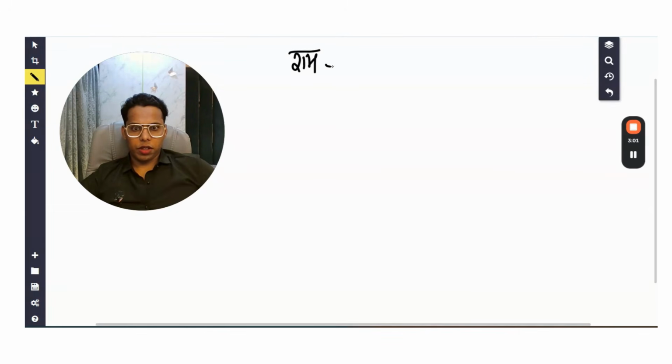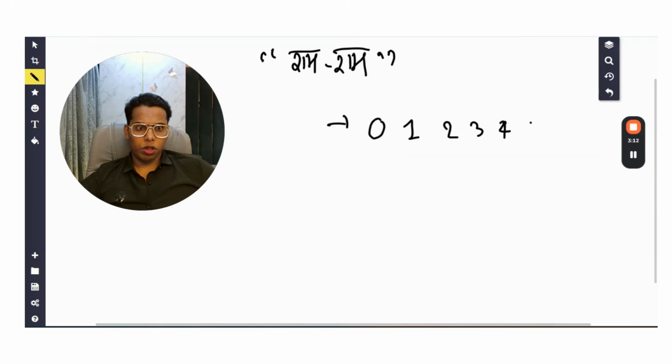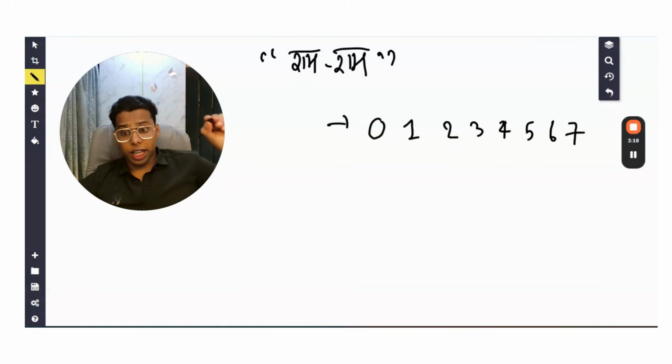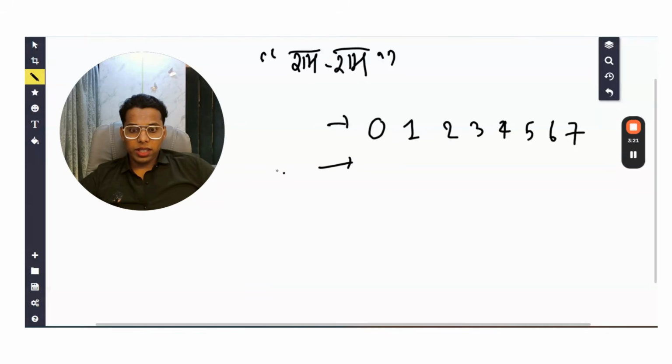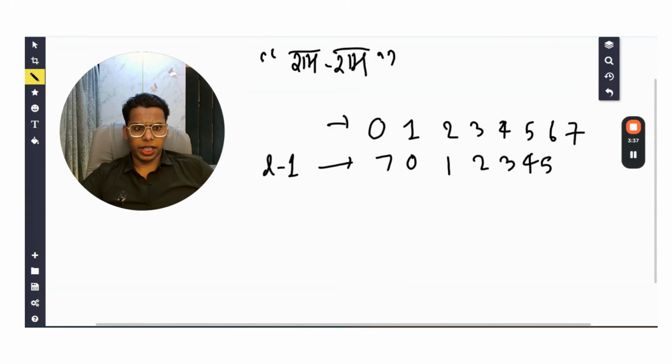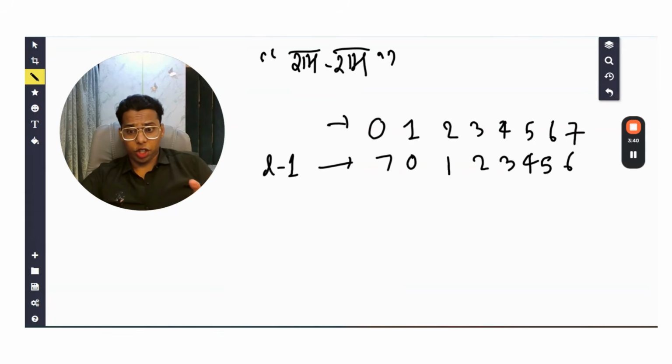We always start everything with the name of God, Ram Ram. So see, my array looks like this: 0, 1, 2, 3, 4, 5, 6, 7. This is a perfectly sorted array in ascending order, no problem. But what is left rotation 1? Left rotation 1 means this 7 comes ahead by one step. So it would look like 7, 0, 1, 2, 3, 4, 5, 6. Just a left rotation.